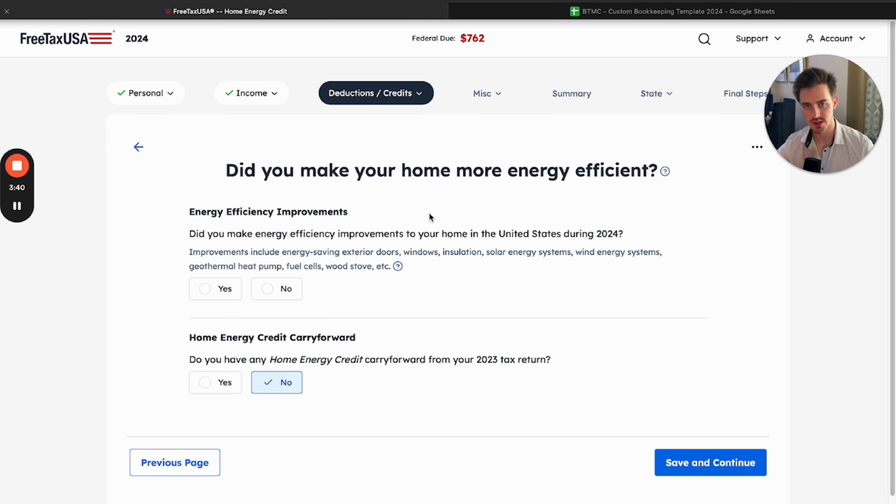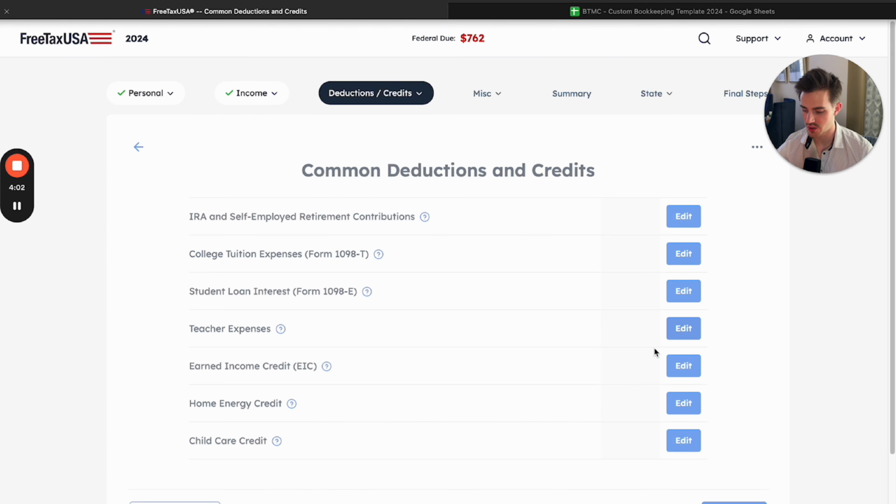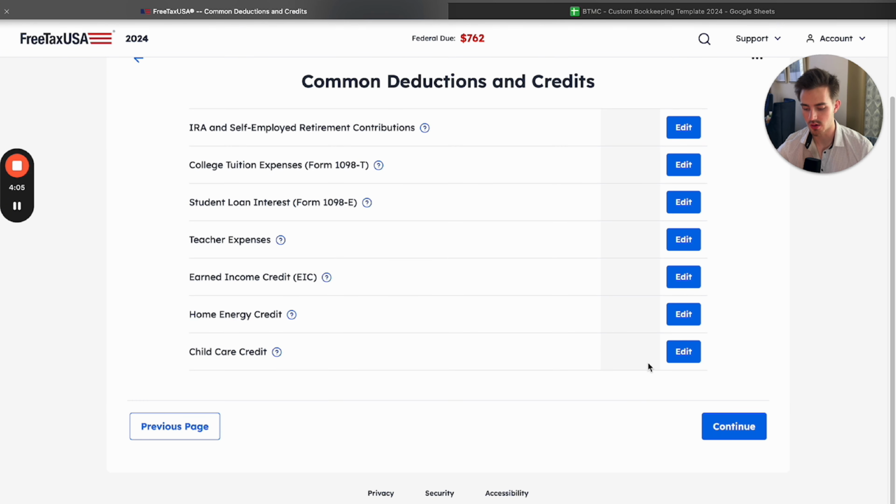These screens will start to ask you about specific credits that you can qualify for as an individual. So if you bought any energy saving exterior doors, or you bought solar panels and you put them on your house or anything like that, you will want to say yes to this. Otherwise, I'm just going to say no. We don't have any carry forward or anything like that. I didn't pay for childcare, and these are all going to be 0 for me.